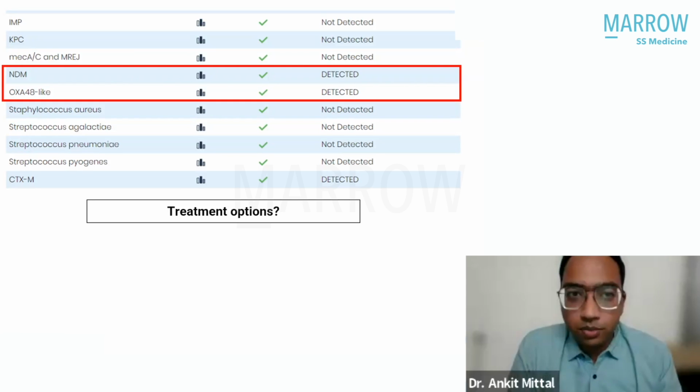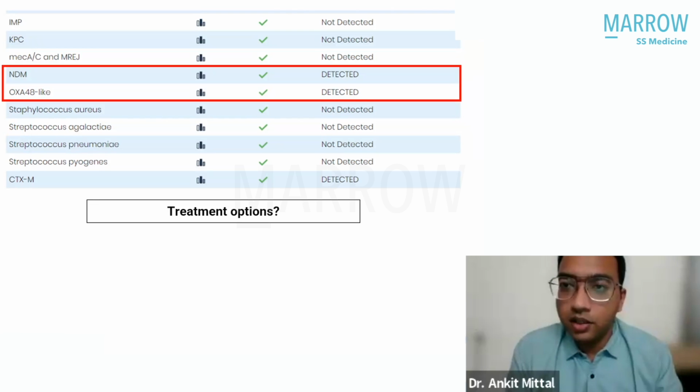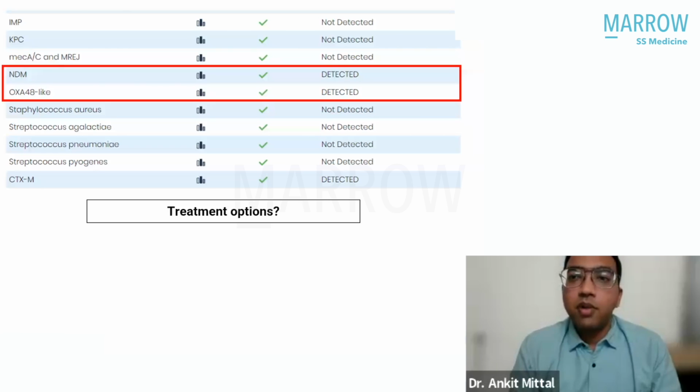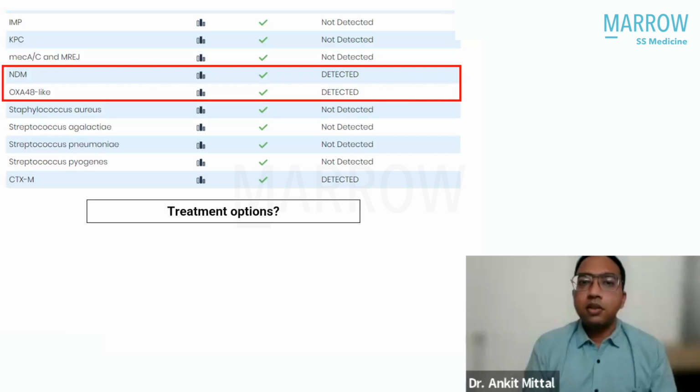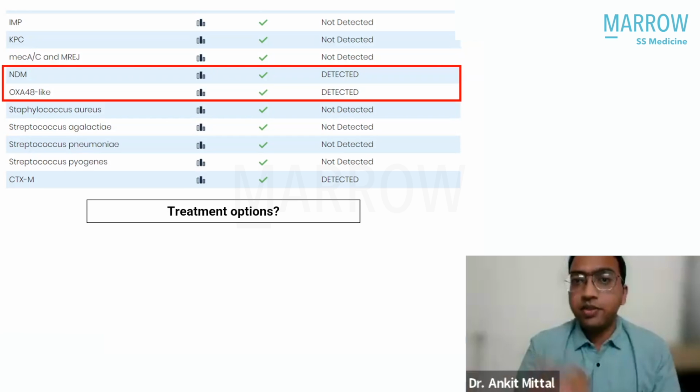So what is going to be our treatment option? Since this is NDM, we have to manage this as a carbapenem resistant infection. Even OXA48 confers carbapenem resistance. Now, for example, if NDM was not present and it was only OXA48, then what we could have done is only given ceftazidime avibactam, right? But since the NDM is detected, ceftazidime avibactam alone is not going to be helpful. We need to combine it with aztreonam. So the treatment here is going to be ceftazidime avibactam with aztreonam in presence of NDM. If no NDM, only OXA48, you just give ceftazidime avibactam and not with aztreonam.